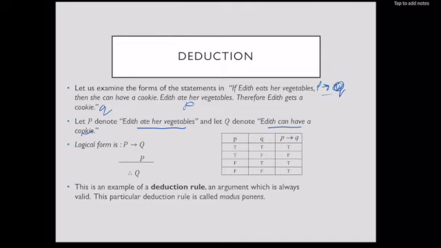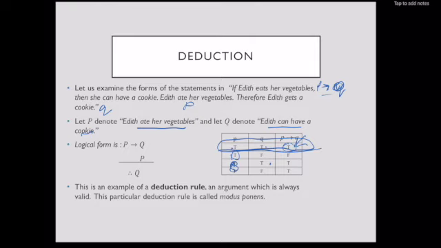So let's take a look. I have P implies Q. Edith can have a cookie. That doesn't mean she has to eat a cookie. So here, Edith ate her vegetables. Can she get a cookie? Yes. Edith ate her vegetables. Can she have a cookie? If not, that is false. True implies false is false. False implies true is true, because she didn't eat her vegetables. We're really just looking at this first line here. I have true, true. That gives me a true. This is an example of modus ponens.